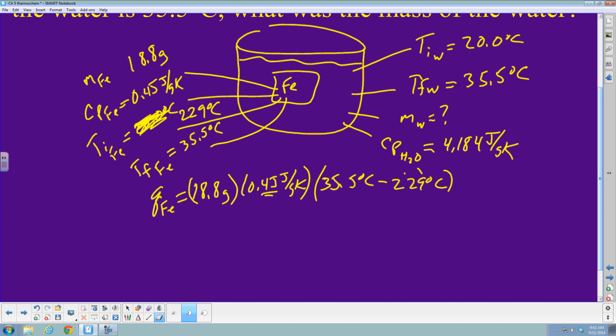There we go. Sorry, folks, you guys probably all caught that. 35.5 minus 229, and I get a negative 193.5, but it's only significant to the 193, times 0.45 times 18.8, and I get, here we go, a negative 1637 joules. Good. And so that's my Q iron. So my Q water is the same magnitude, different sign. There we go.